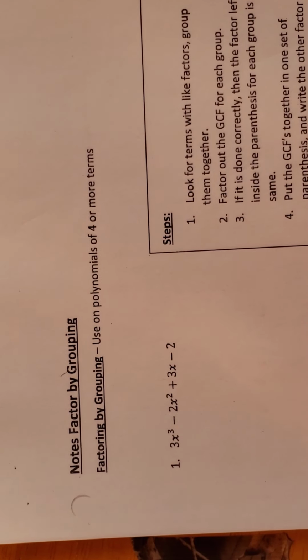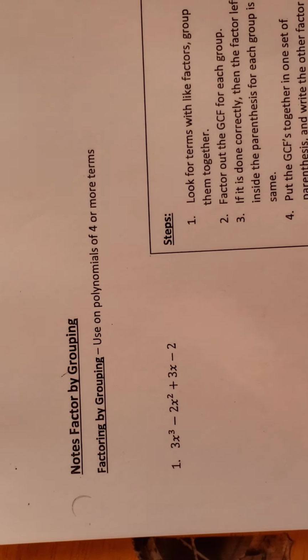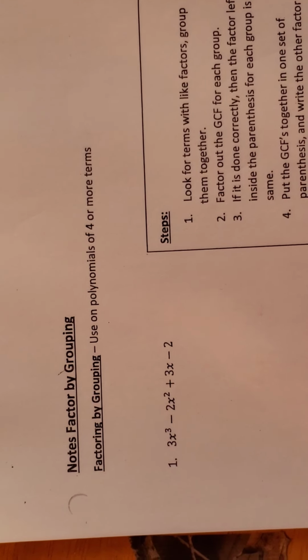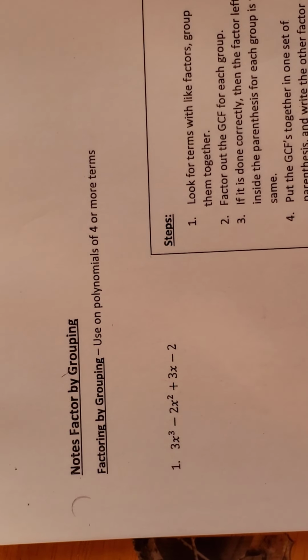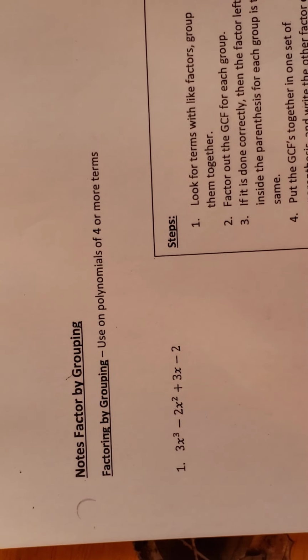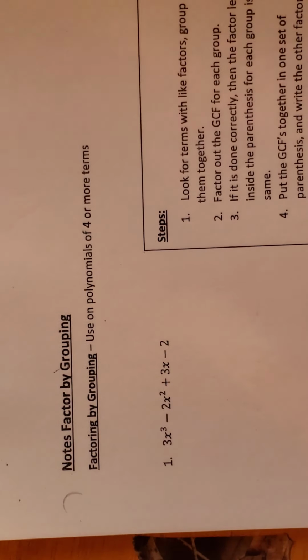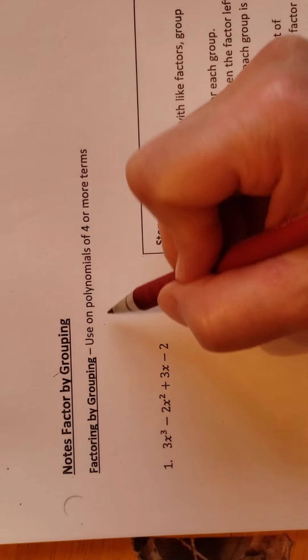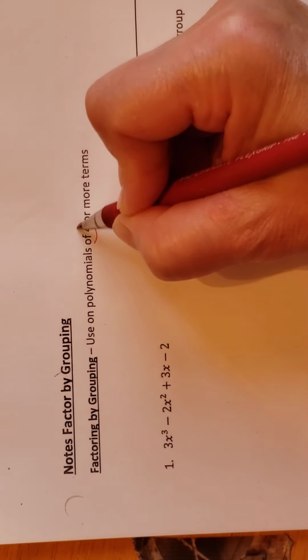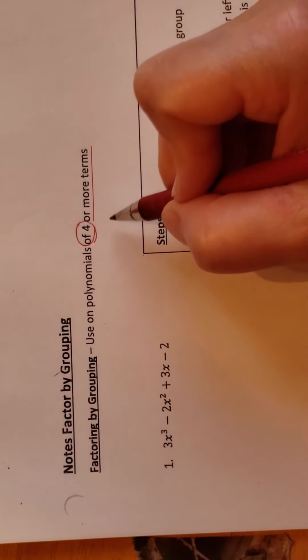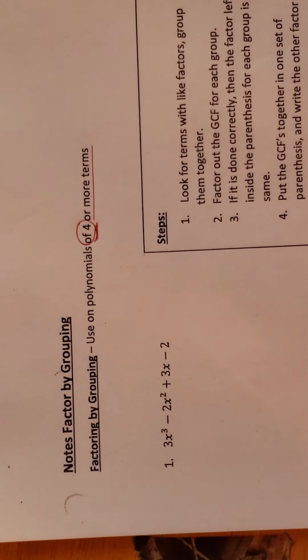Okay, good morning. This set of notes is going to be shorter, which is nice because we've had a couple of long ones. This one is factoring by grouping, and most students, once they get the hang of it, it goes pretty well. So factoring by grouping is when you have polynomials of four or more terms. Most of the ones that we're going to have are only going to have four.